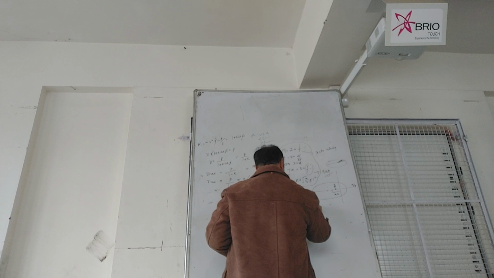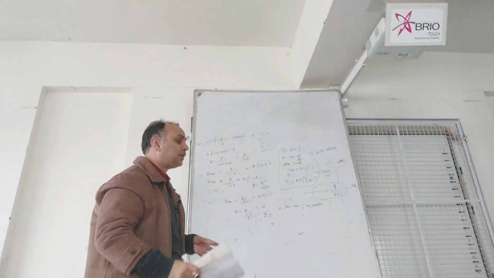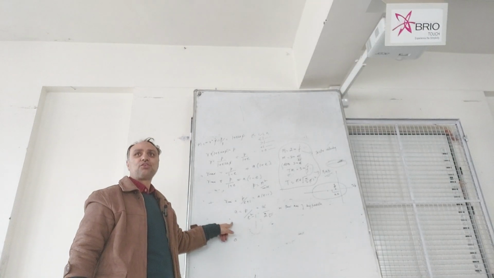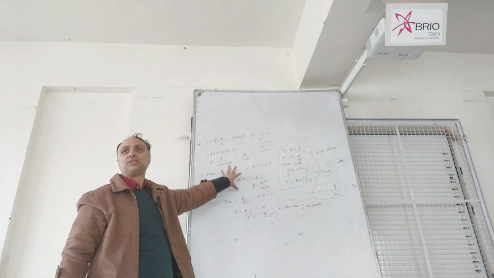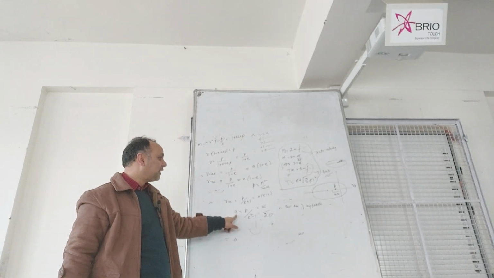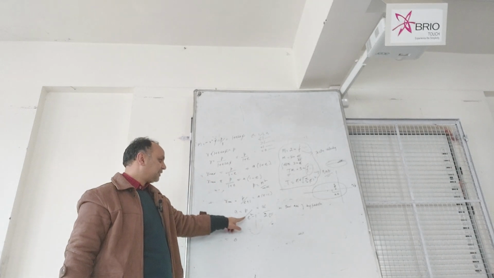Semi-axis of hyperbola. You have to convince yourself why it should come like this for hyperbola. You will do all the algebra, so it will not come the same. The value of a is here this.